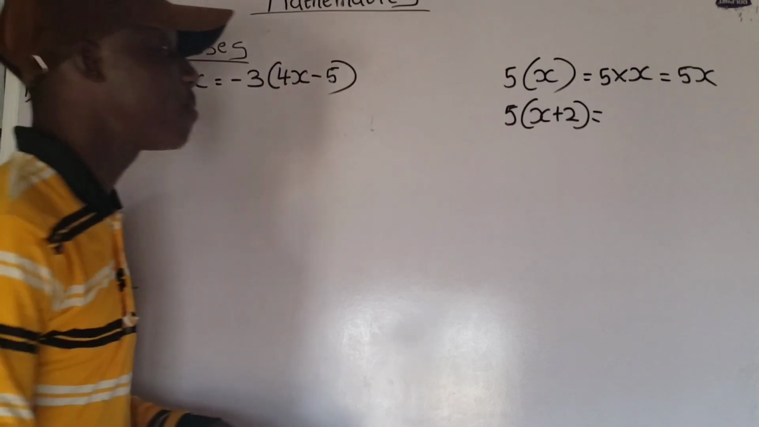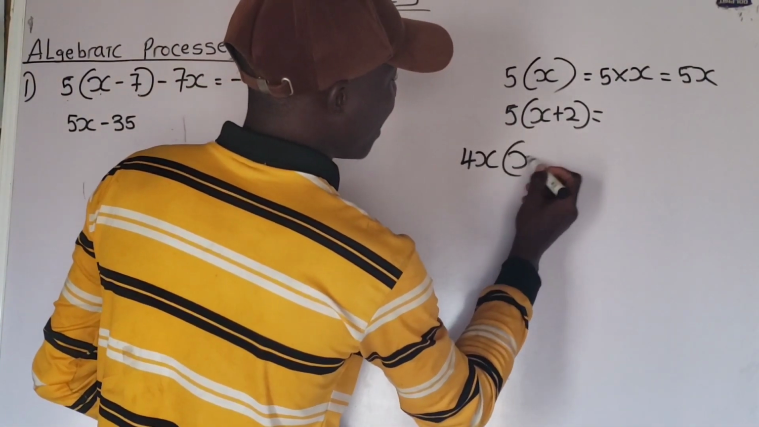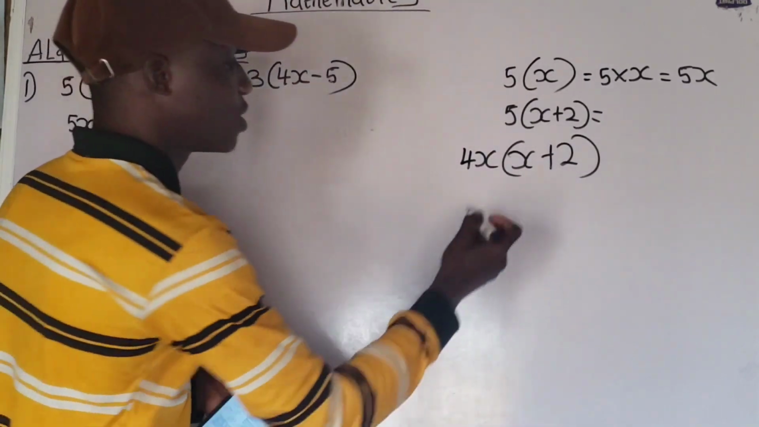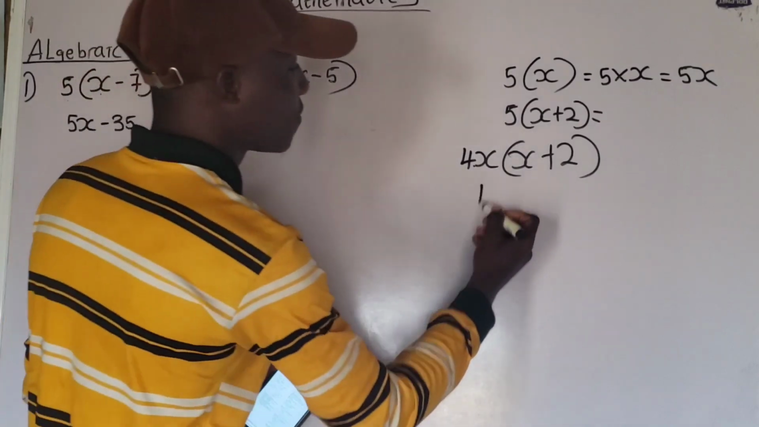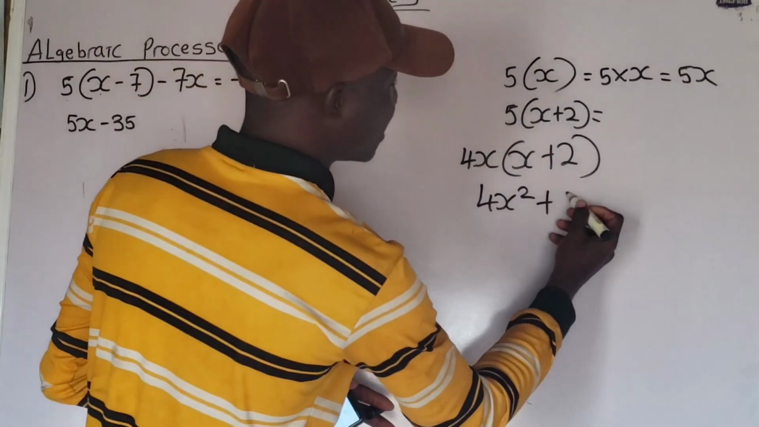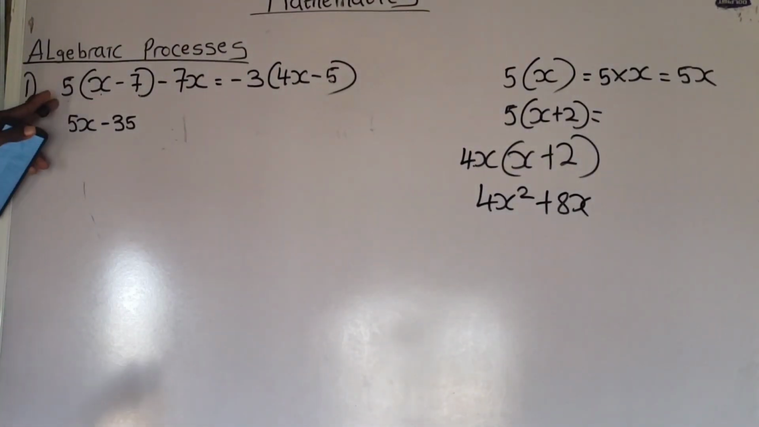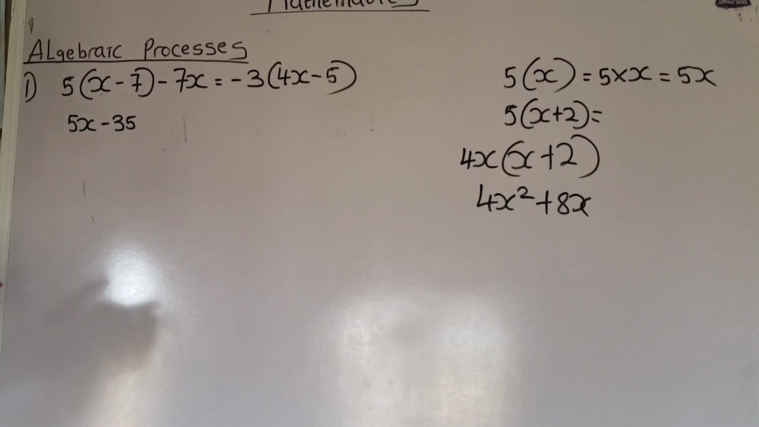You understand? So peradventure, if I have maybe 4x into bracket x plus 2, if I want to open this bracket, I'm going to have 4x multiplied by x. That will be what? 4x squared. I'm going to have 4x squared. 4x multiplied by 2. That will be what? 8x. You understand? So that's what I'm doing here. Okay, 5 multiplied by x, 5x. 5 multiplied by negative 7. That is what? Negative 35.